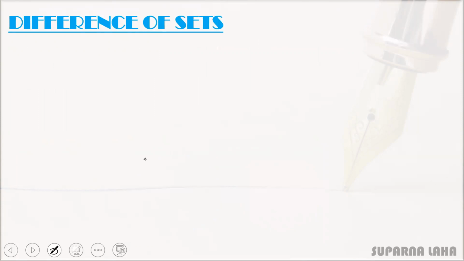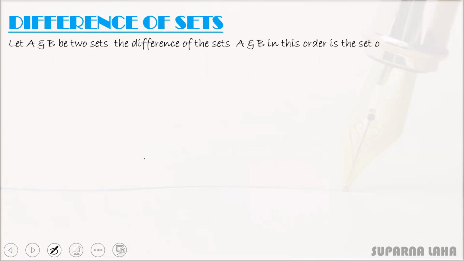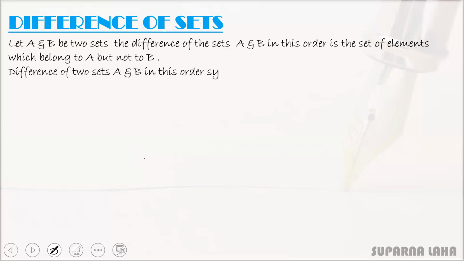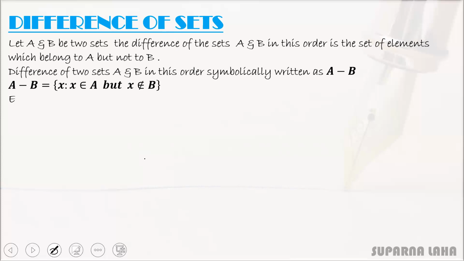Next is difference of sets. What is the difference between two sets? If we take these two sets A and B, then the difference of the sets A and B in this order, A difference B, is the element which belongs to A but not in B. So difference is represented by A minus B. This is the symbol of difference. And if you want to write it mathematically, x belongs to A but x does not belong to B.